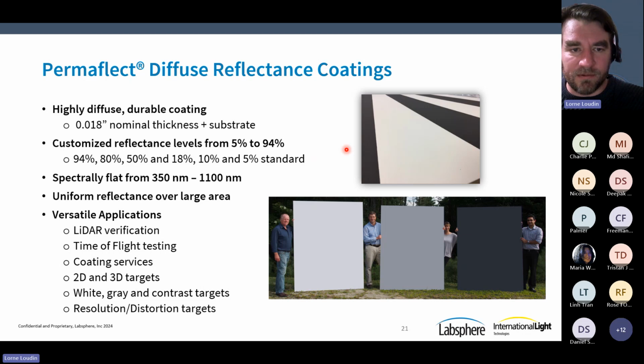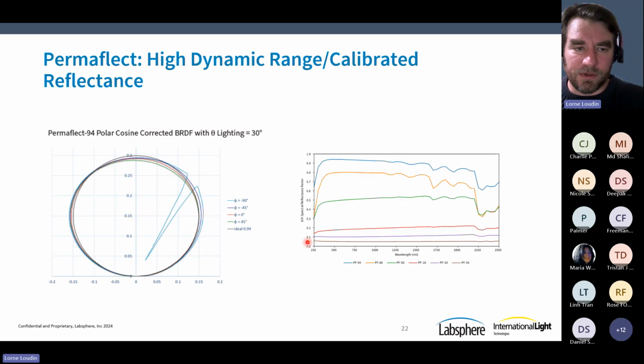It's so easy to clean Permaflect and maintain that reflectance value. It is a little limited spectrally compared to Spectralon, but it's an application-specific coating. So people are often using it from about 350 out to 1100 or beyond. But as you can see, when you get out into the near and SWIR, you do get some absorbance taking place. And then this shows the cosine response at varying degrees, and so it's not as good as Spectralon, but it's quite good.